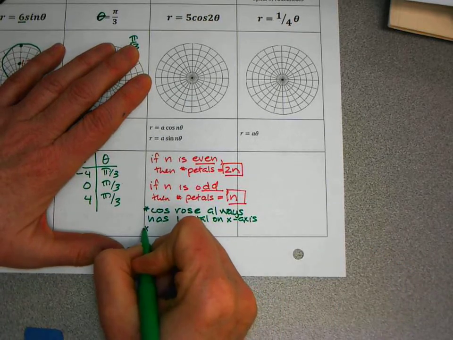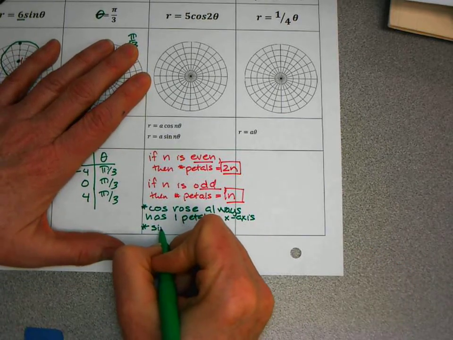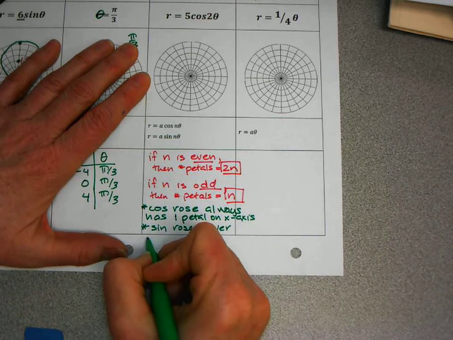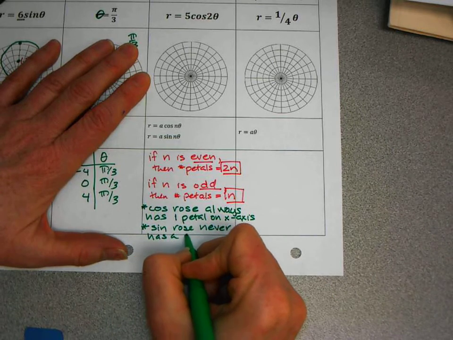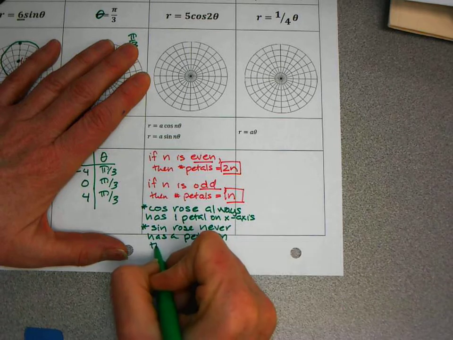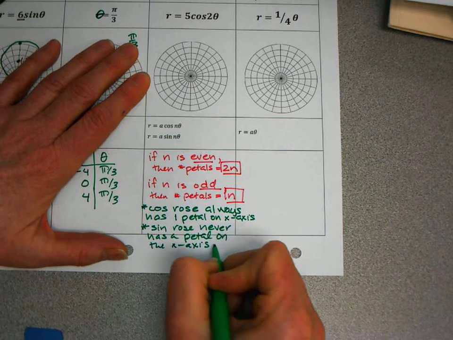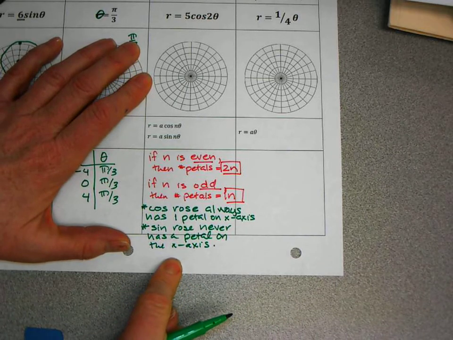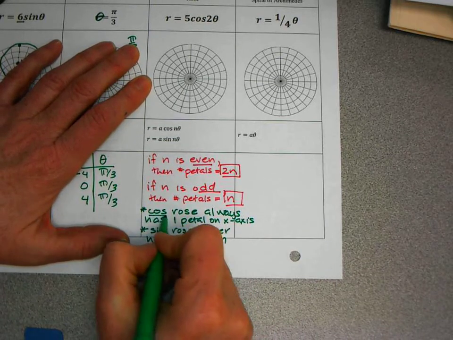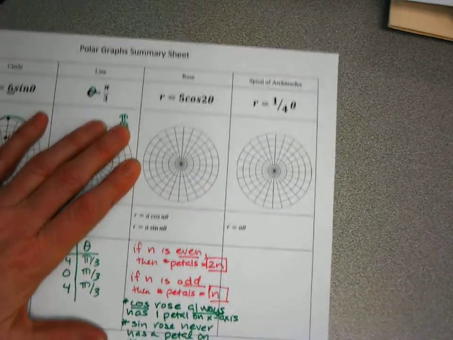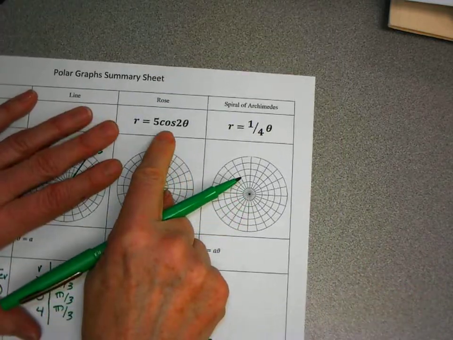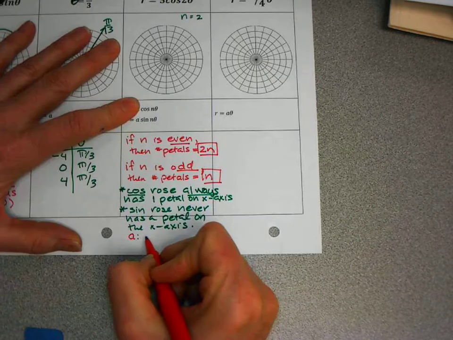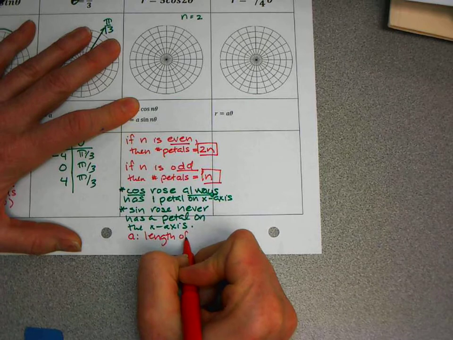But conversely, a sine rose never has a petal on the x-axis. It doesn't always have a petal on the y-axis, but it never has a petal on the x-axis. Cosine rose always has one on the x-axis. So let's look at this particular one. It's a cosine rose, 5 cosine 2 theta. So this 5 tells you the length of the petal, so let's write that down here. It represents the length of the petal.